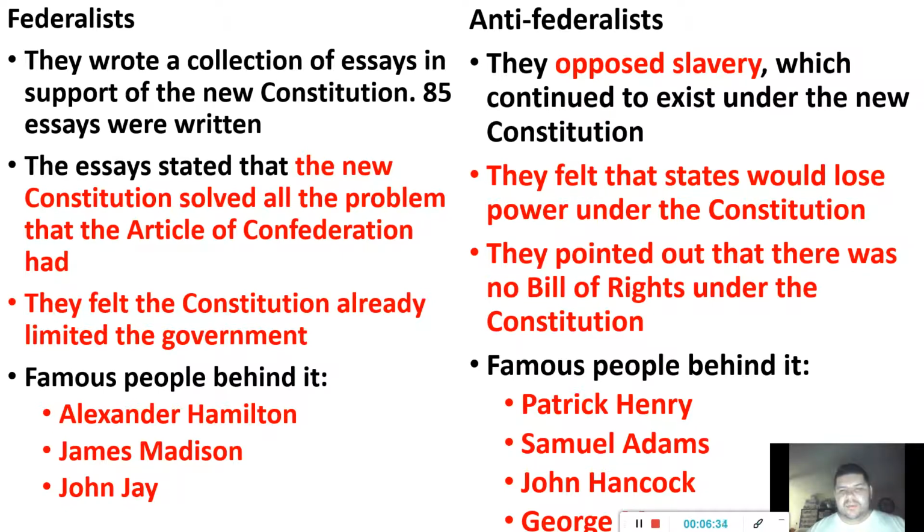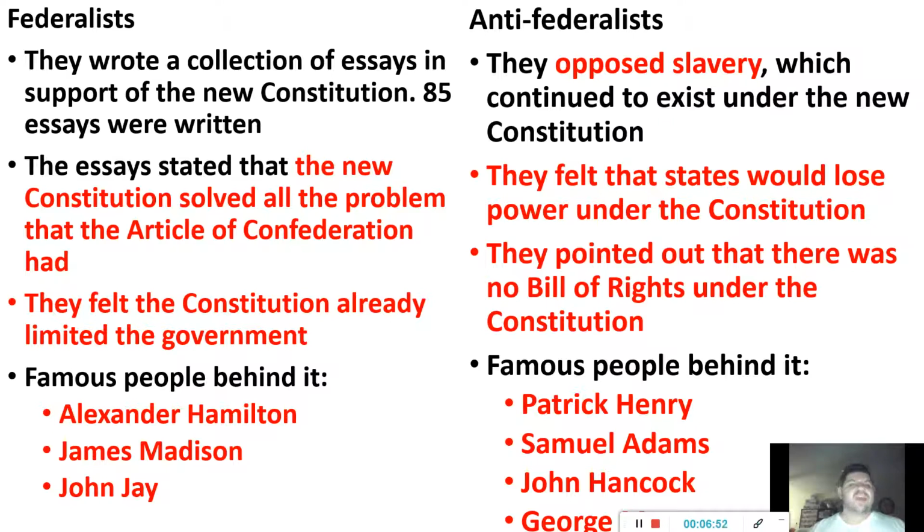And then, of course, they pointed out there's no Bill of Rights. There's nothing on there that says this is your right as a citizen. Another thing you can say is that they didn't trust the federal government. So saying, oh yeah, you have that right, okay, but we want it on paper.